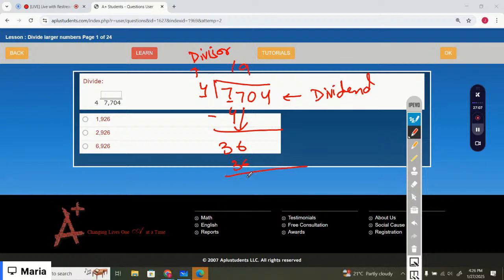So 36 take away 36, sorry, 37 it is. 7 take away 6 is 1, 3 take away 3 is 0. Now bring the next digit down, that is 0. So you need to count the table of 4 until 10. So 4 times 2 is 8, you can go for that, right? 10 take away 8 is 2.